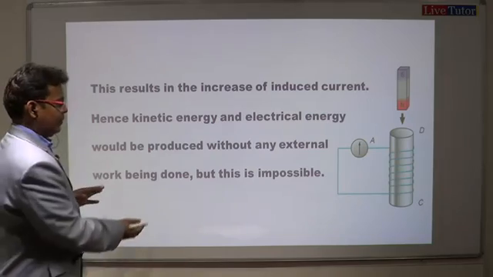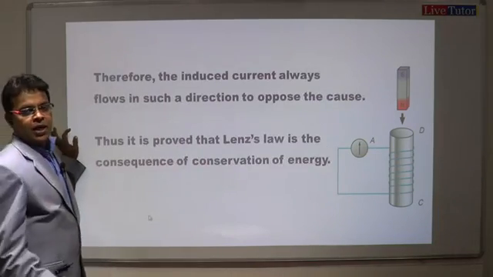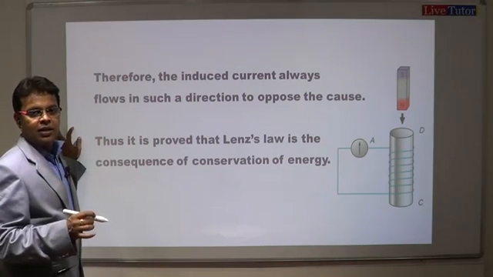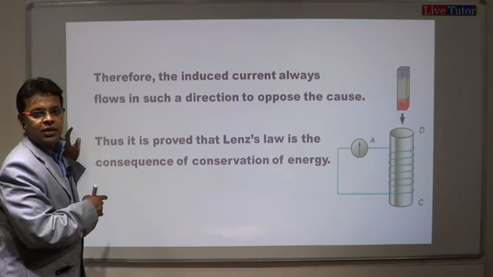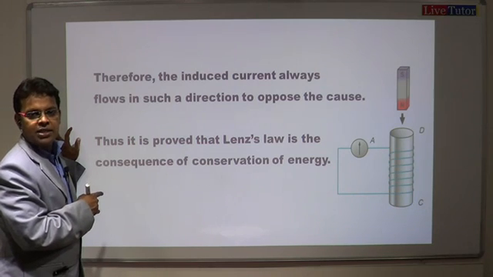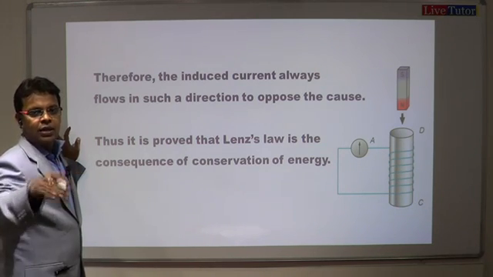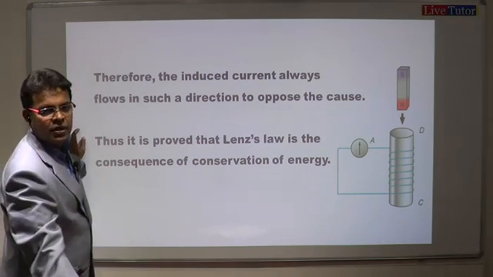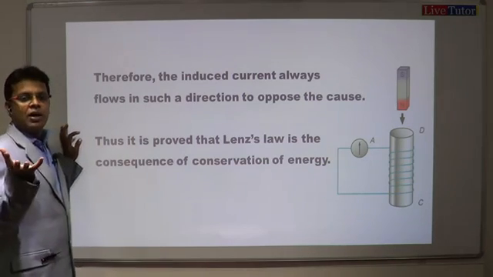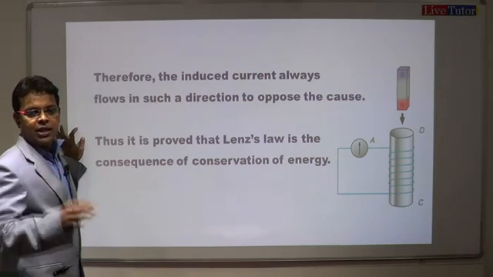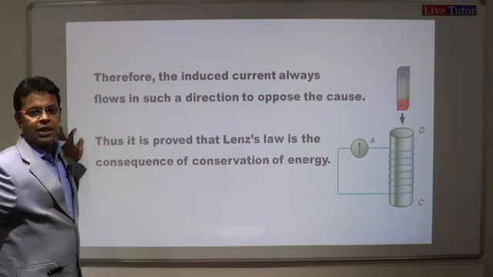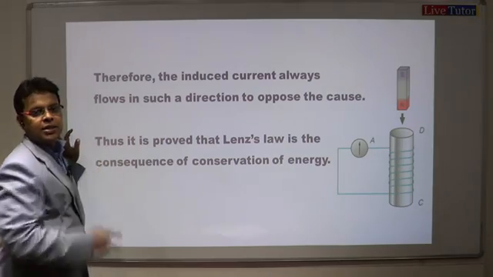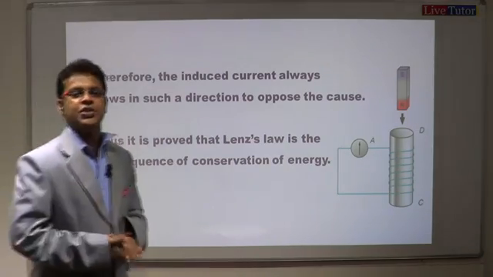Right? So induced current always flows in such a direction as to oppose the cause. That is why we say that energy is conserved. The work done by us is converted into electrical energy, and that electrical energy is dissipated in terms of heat energy in the coil. So according to the law of conservation of energy, energy can be converted from one form to another. Understood? So that is why we say that Lenz's law is in consequence of conservation of energy.